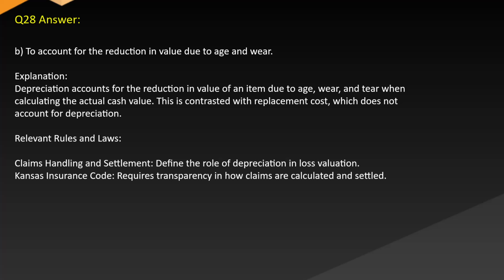Answer: B. To account for the reduction in value due to age and wear. Explanation: depreciation accounts for the reduction in value of an item due to age, wear, and tear when calculating the actual cash value. This is contrasted with replacement cost, which does not account for depreciation. Relevant rules and laws. Claims handling and settlement define the role of depreciation in loss valuation. Kansas Insurance Code requires transparency in how claims are calculated and settled.